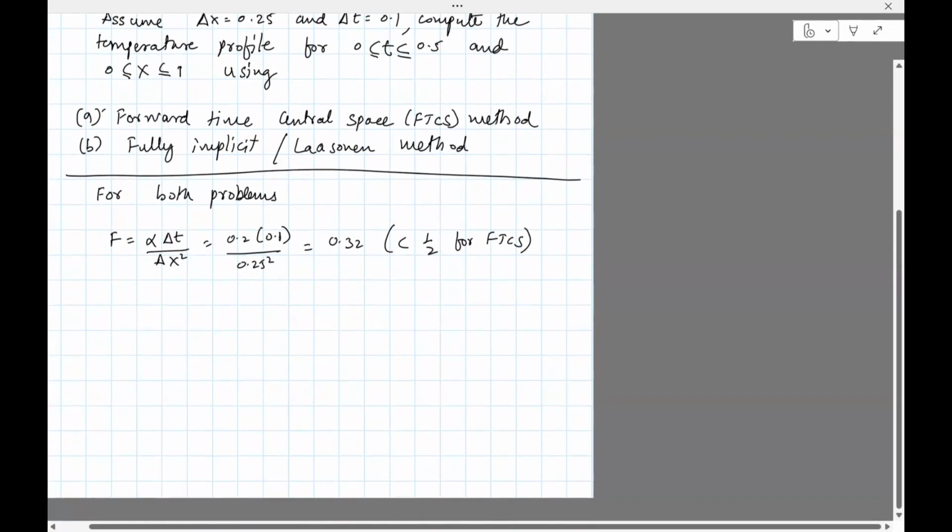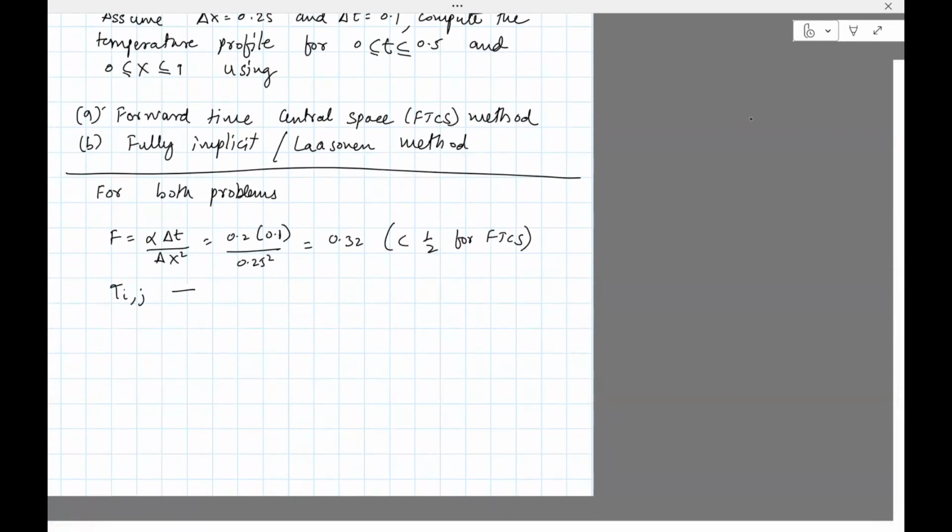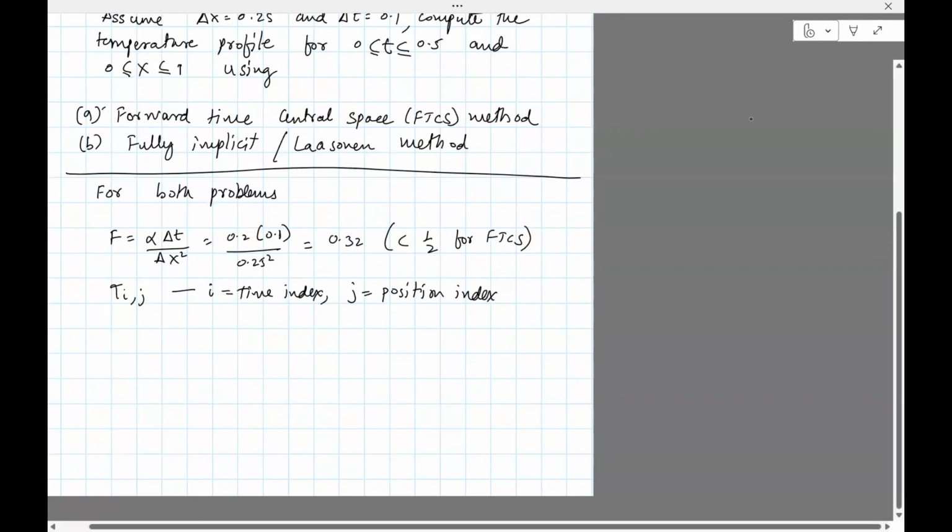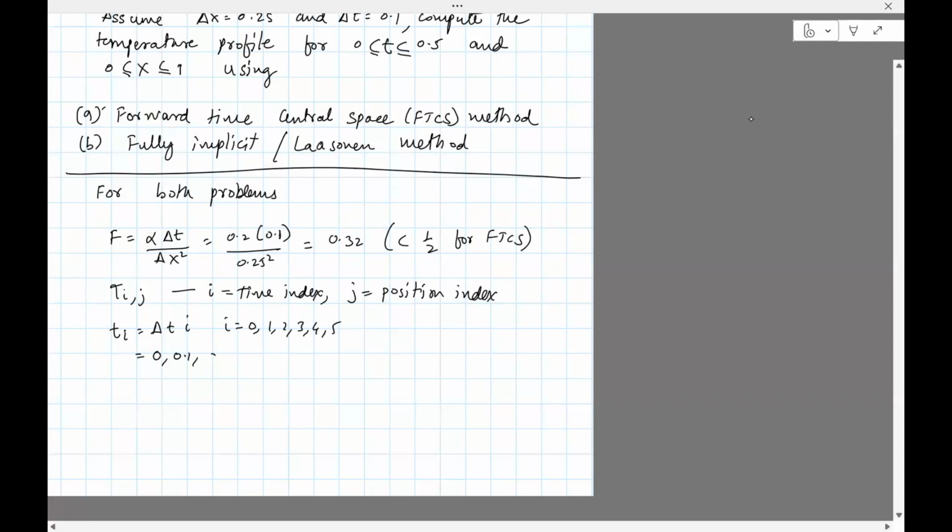We're going to use T(i,j). i is the time index, and j is the position index. Let's look at the time. We want to use delta t times i, where i would be 0, 1, 2, 3, 4, 5. Effectively, it'll give us 0, 0.1, 0.2, 0.3, 0.4, 0.5. We need to stop at 0.5.